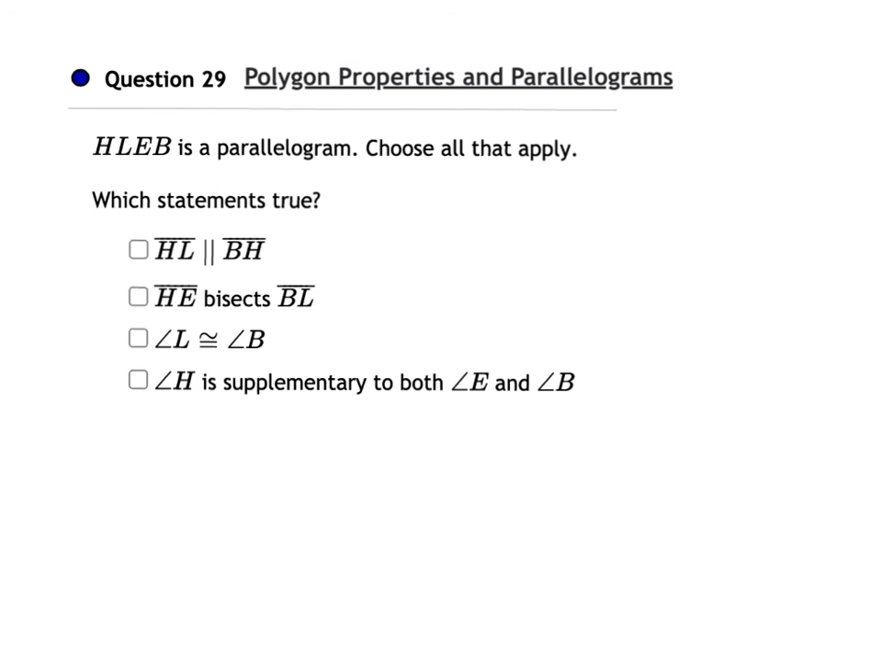The important thing about question 29 is to draw a picture. Just draw a parallelogram, any old parallelogram, however you want. Opposite sides are parallel, opposite sides are congruent, etc. And label either clockwise or counterclockwise. You need to go in order. H, L, E, B. Which statements are true?